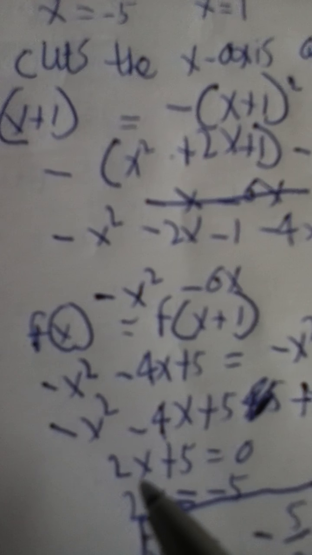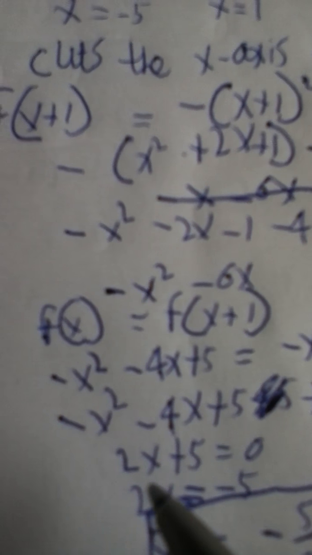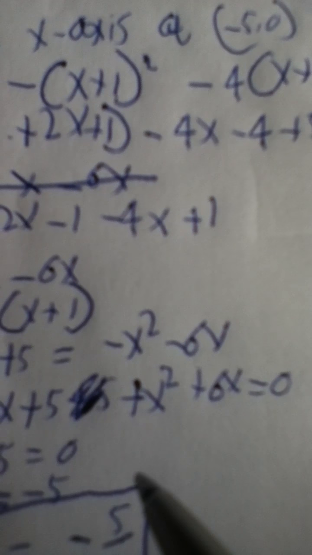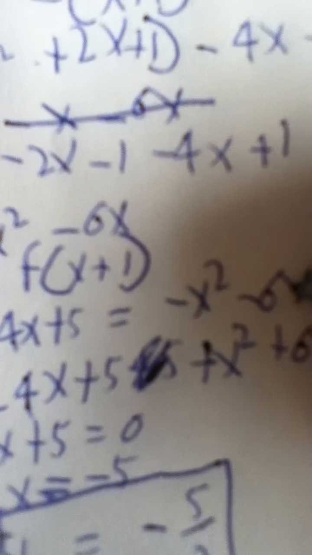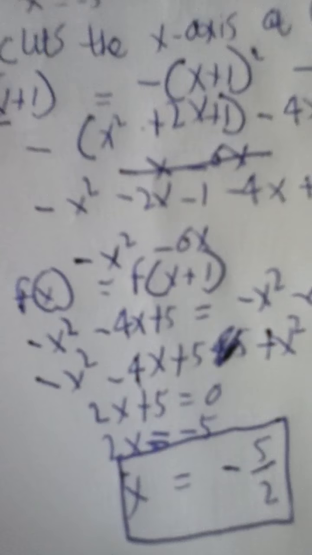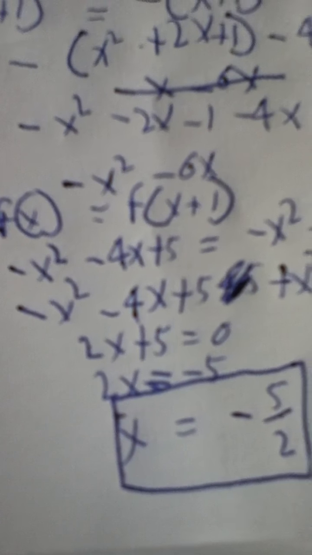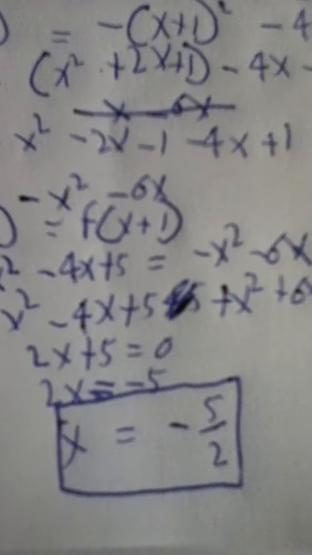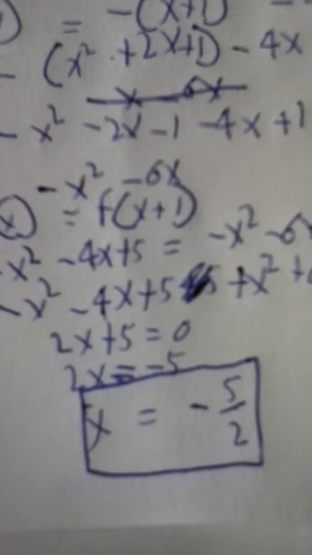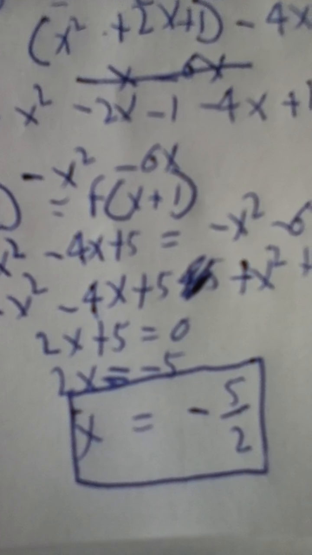So then you bring back in the f of x equation. So you're saying minus x squared minus 4x plus 5 equals minus x squared minus 6x. So then you just simplify it out, and it's minus x squared minus 4x plus 5 plus x squared plus 6x equals 0. 2x plus 5 equals 0, so 2x equals minus 5. So you divide by 2 to get x on its own, so x equals minus 5 over 2.